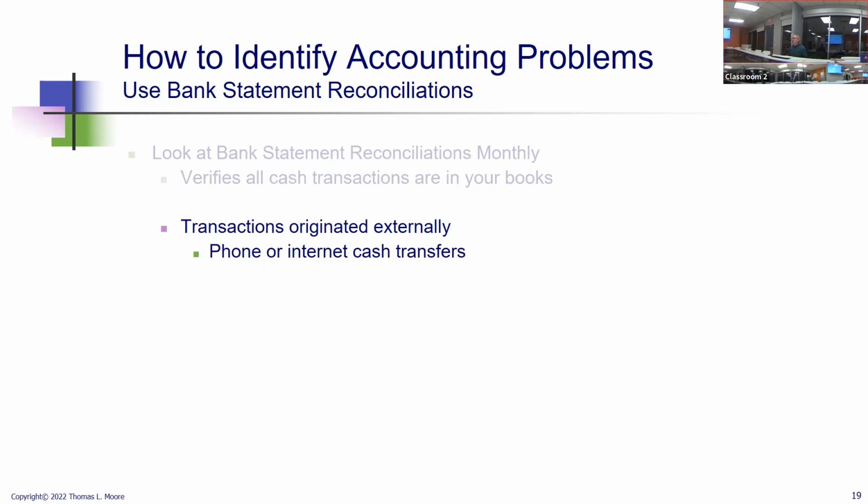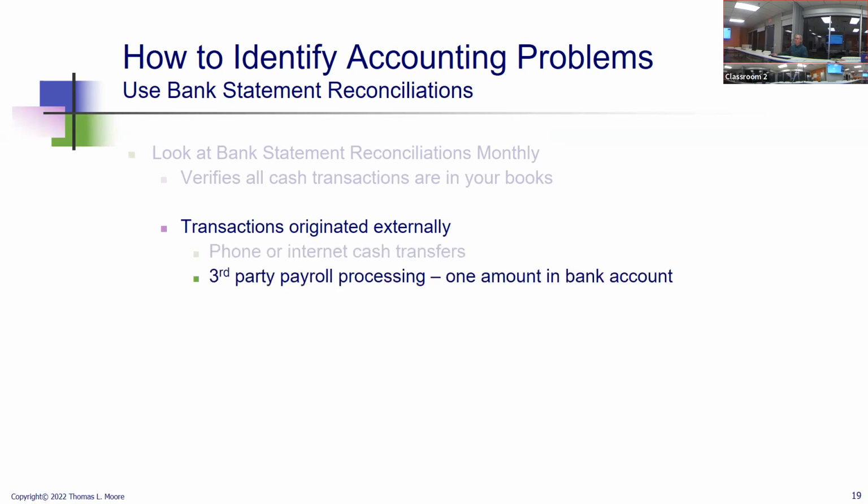Look for transactions that are originated externally, so something that's originated outside of your books. These might be mobile deposits that you do. They might be mobile transfers that you do on your phone, those kinds of things. Make sure that they get recorded properly in the reconciliation from the bank, and make sure that your bookkeeper and your business books show the same information. Third-party payroll processing is also another area where external transactions hit your bank. You need to make sure they hit your books also.